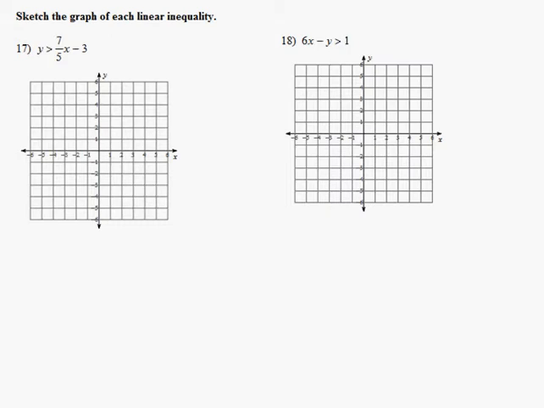In these two examples, we're going to be graphing linear inequalities. They're inequalities because they have a greater than sign, less than sign, greater than or equal to, less than or equal to. A couple things we need to be reminded of here. If we have a less than or equal to, we're going to shade below the line. If we have greater than or equal to, we're going to shade above the line.